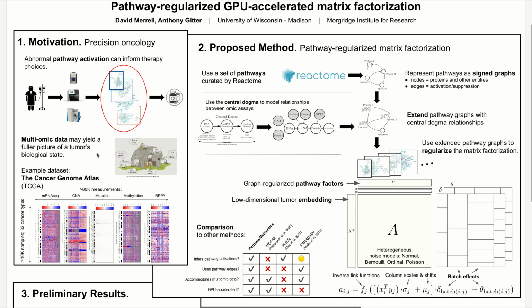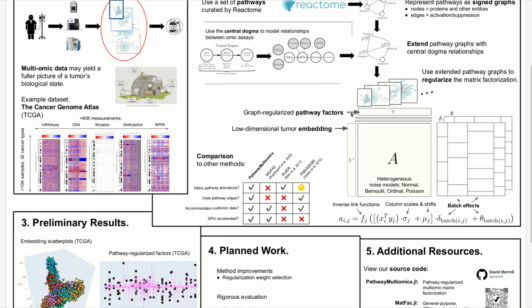The idea is that multiple kinds of omic data can provide complementary views of a biological system, such as a tumor. It's like the old story of the blind people feeling the elephant. They may not do well individually, but in combination they could form a more complete picture. One example of a multiomic dataset comes from the Cancer Genome Atlas, or TCGA for short. It contains several kinds of omic data collected from more than 10,000 tumor samples. We want to infer pathway abnormalities using data like this.